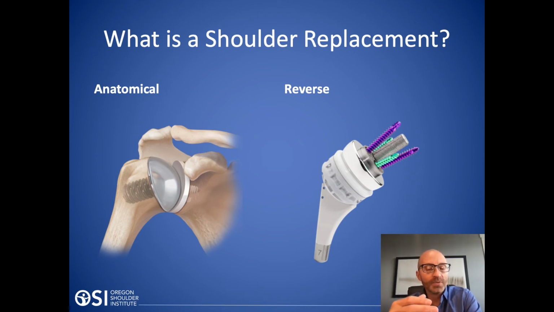A reverse implant, we put a ball on the socket side and a stem with a cup on the arm bone side. I use that when there's a rotator cuff problem. Sometimes when there's a fracture, when somebody breaks the bone and things aren't as stable, or in cases, as I mentioned, where the socket is really worn, so there's effectively a stability issue.